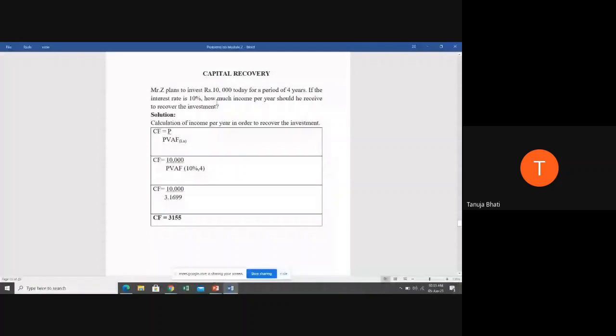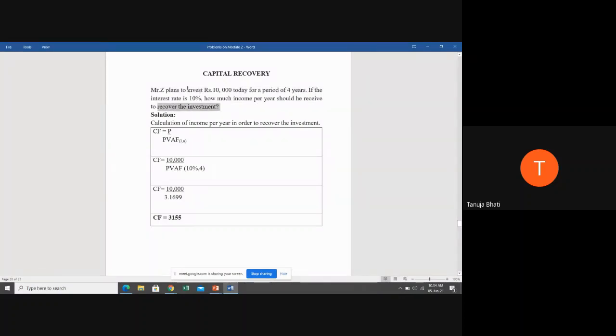Now I have written capital recovery, so you all know that this problem is on capital recovery. But let us understand how to know, even if you were not aware. Mr. Z plans to invest rupees 10,000 today for a period of 4 years. If the rate of interest is 10%, how much income per year should he receive to recover the investment?